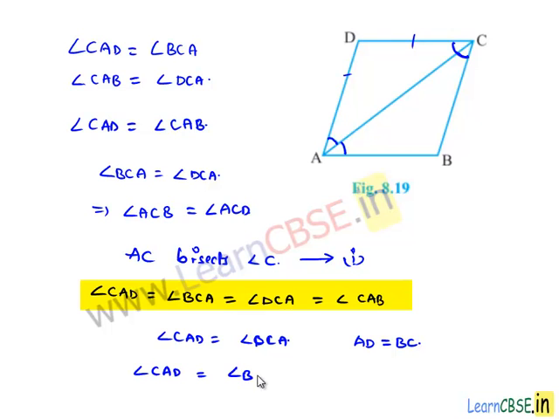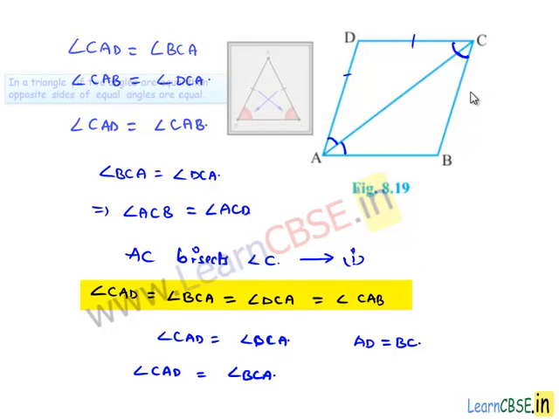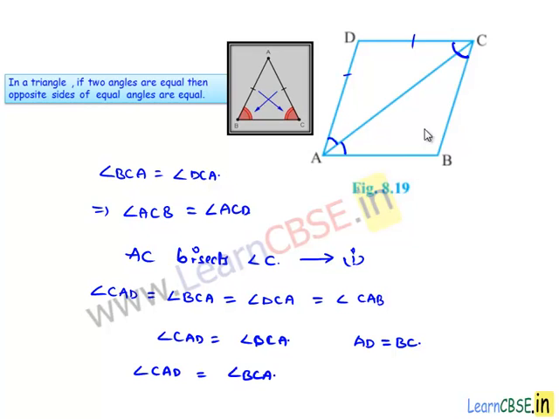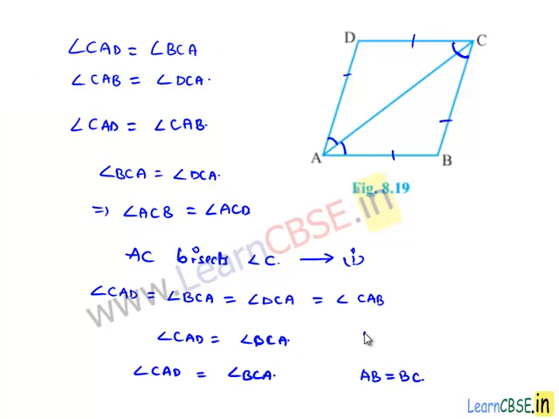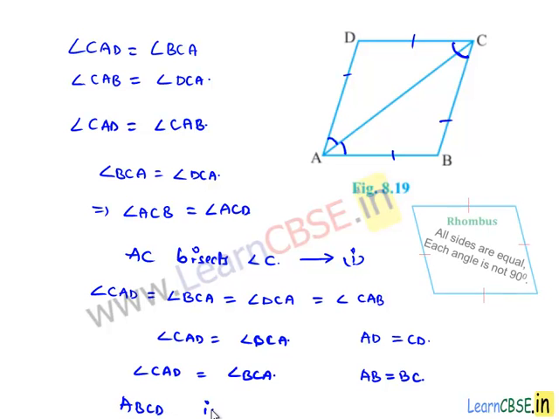and applying the same concept that sides opposite to equal angles are equal, we can say AB is equal to BC, as angle CAD is equal to angle DCA. The sides opposite to these angles are equal, which implies AD is equal to CD. Here in the parallelogram, the adjacent sides are equal, so we can say that ABCD is a rhombus. This is for the required second proof.